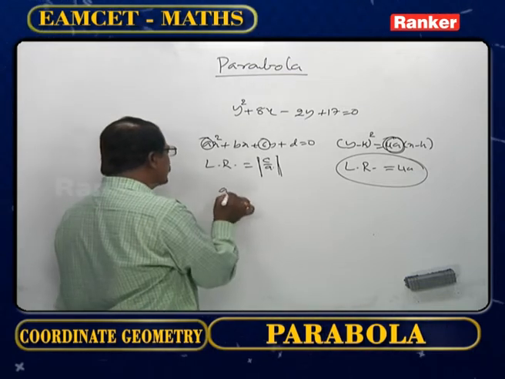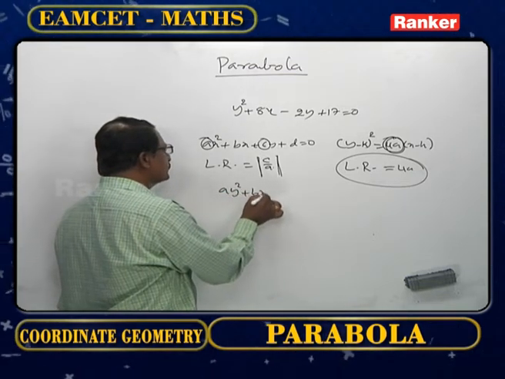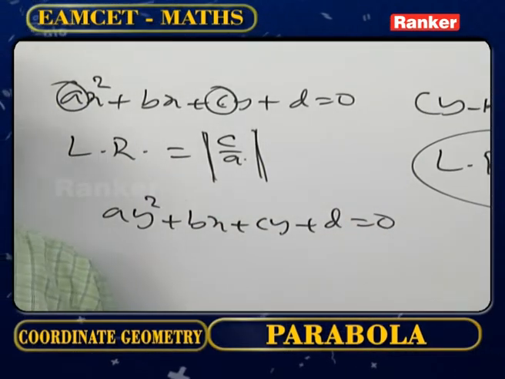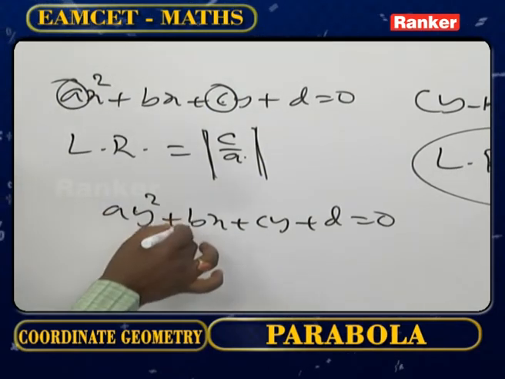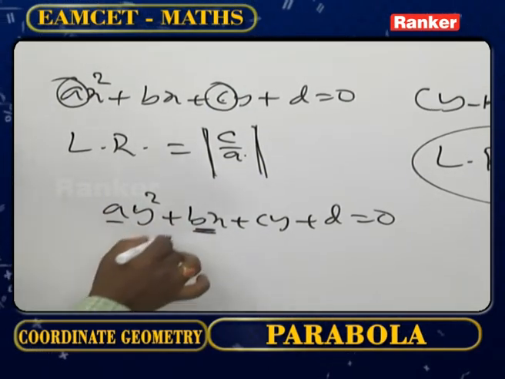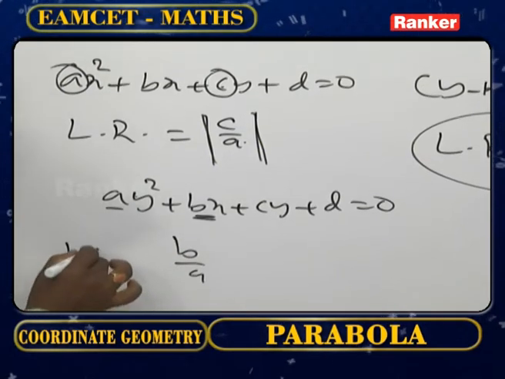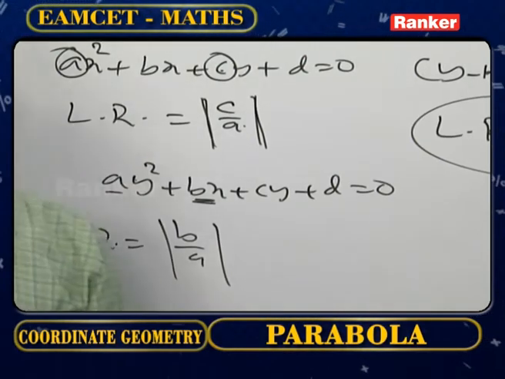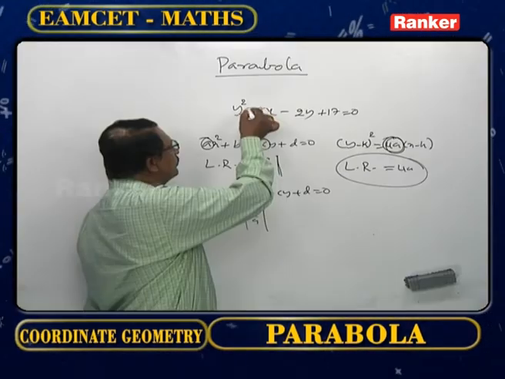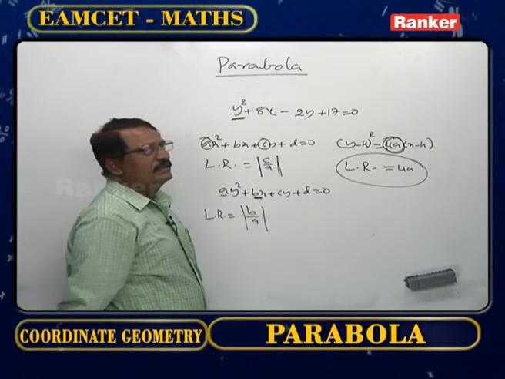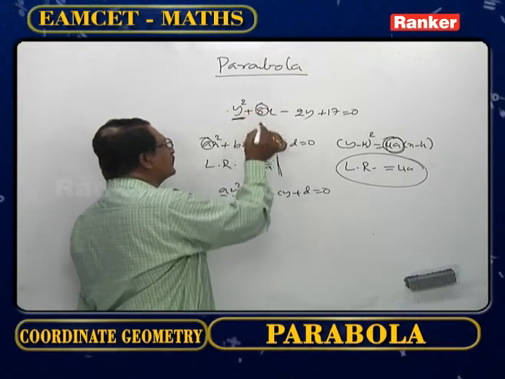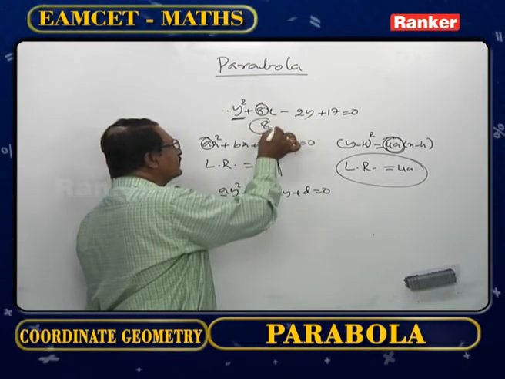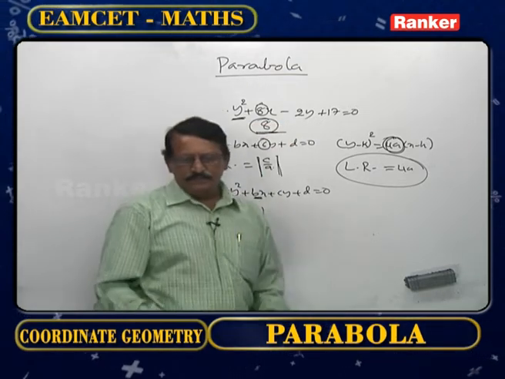If suppose the equation of the parabola is ay square plus bx plus cy plus d equals to 0, the length of the latus rectum equals, here the second degree term is y, the coefficient of x by coefficient of y square. Now b by a, but length is always positive, take modulus: mod of b by a. Now in the given problem, the second degree term is y. Coefficient of y square is 1, coefficient of x is 8, then length of the latus rectum equals to 8. Now third option.